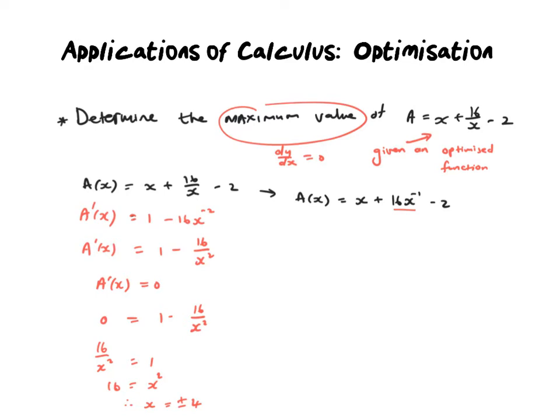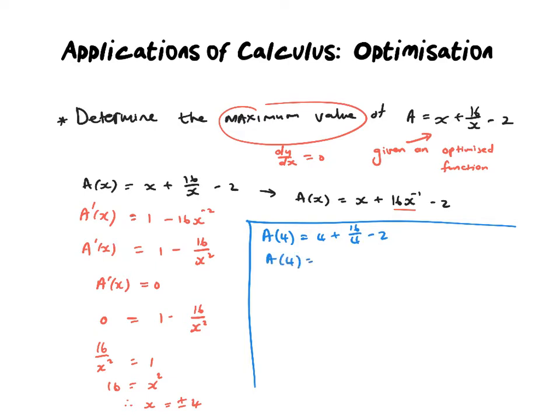The second derivative test, I do think, is so critical. So let's quickly see what happens. First of all, if we consider the y values, I just want to make that point. If I substitute 4 into all the x's, you're going to get 4 plus 16 over 4 minus 2. So a of 4 is going to equal 4 plus 4 minus 2, which is 6, right? And if you substitute minus 4 into there, you're going to get minus 4 minus 4 minus 2, which is minus 10, it looks like.